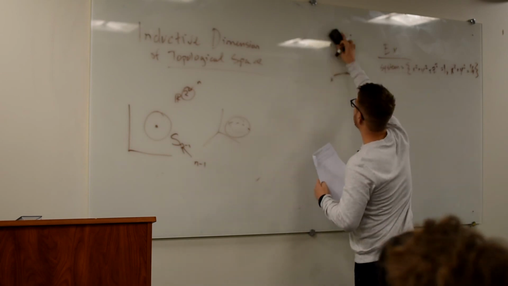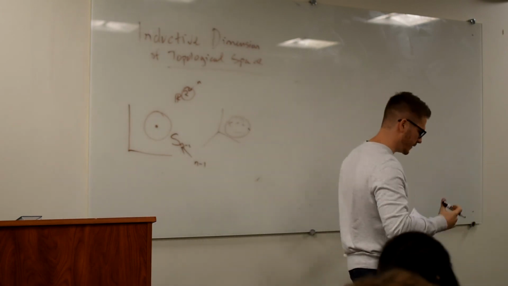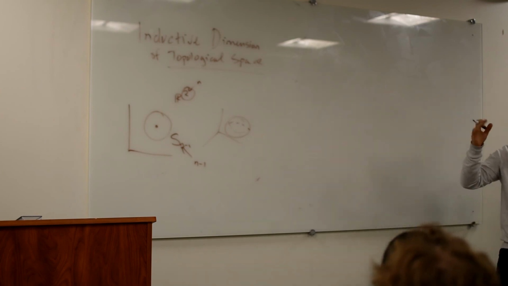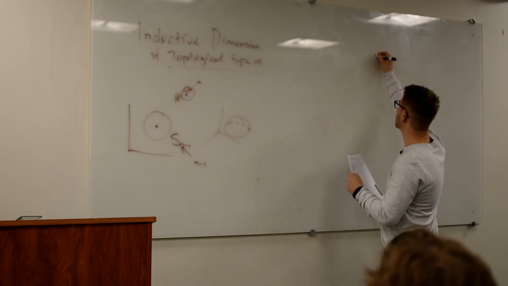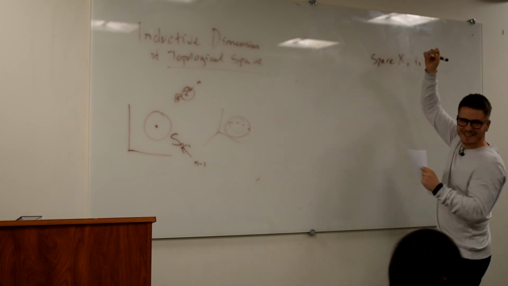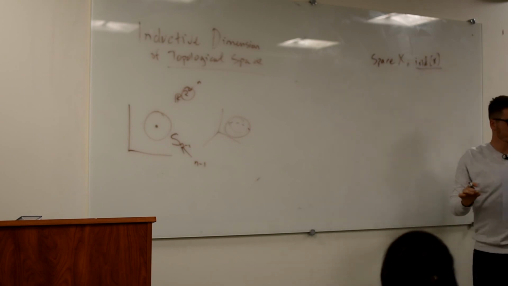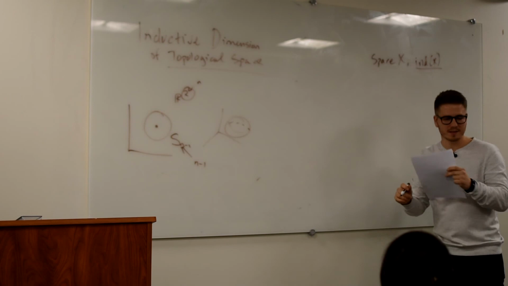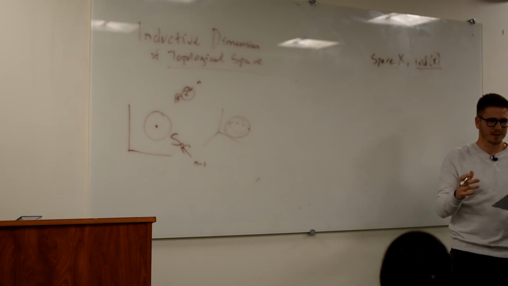So let's start with the 0 case. Generally, with induction, it's like a ladder. You prove the 0 case, and then you say if it exists for n, it exists for n plus 1. So if n is arbitrary, we know it exists ad infinitum. So we have a space X, which is a topological space. And we're going to call the dimension of this, as defined by this process, the inductive dimension. And there's a large inductive dimension and a small inductive dimension. We're dealing with the small inductive dimension.